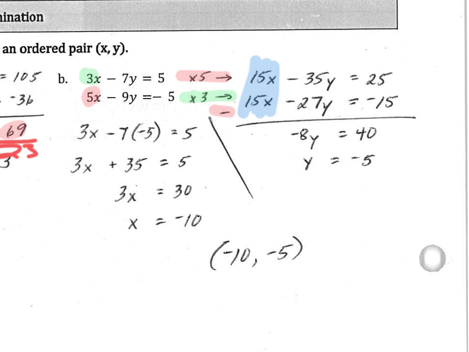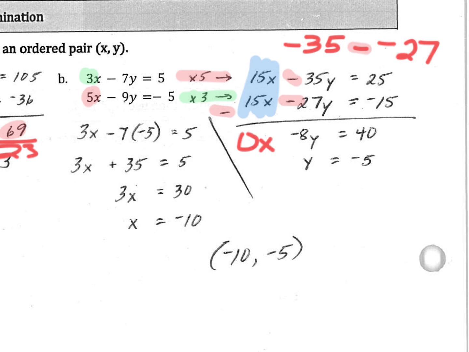So when we go to subtract each column, we get 0x, we get negative 8y, because we do negative 35 minus negative 27, because they both have these negative signs right here. And we're subtracting because that's what I put on the outside of my equations there. So we get negative 8y equals 40.